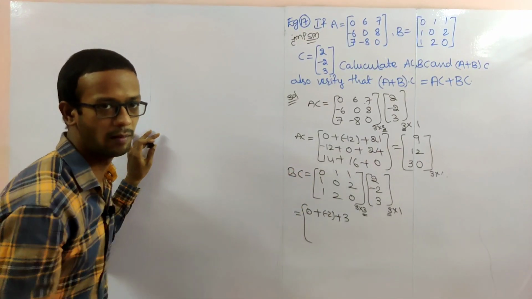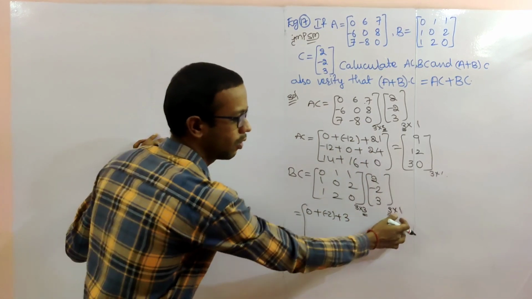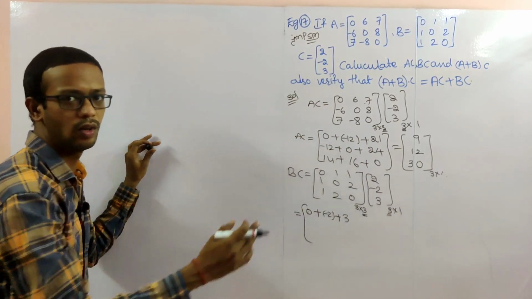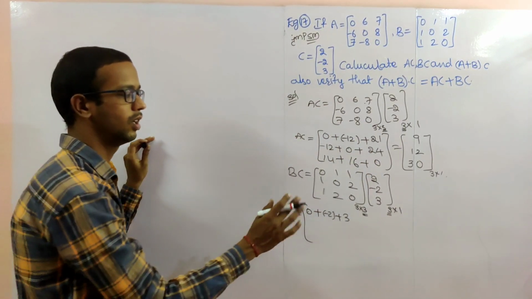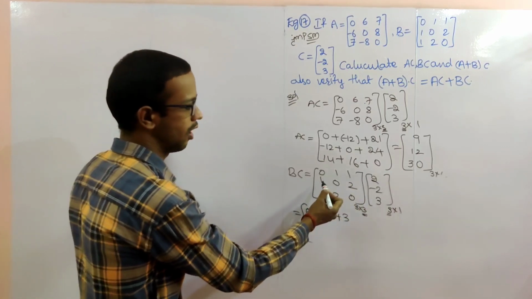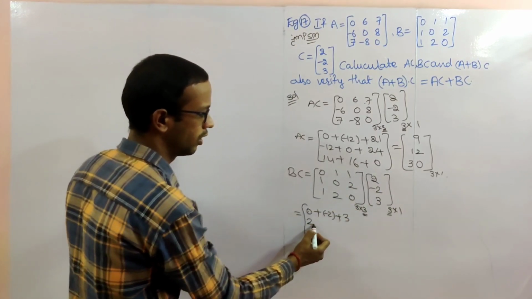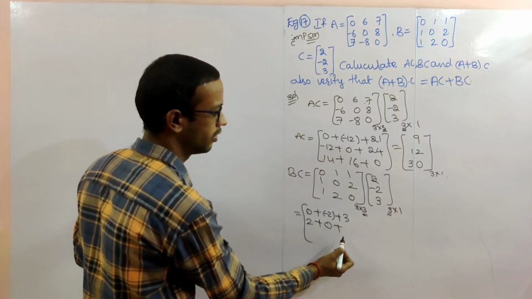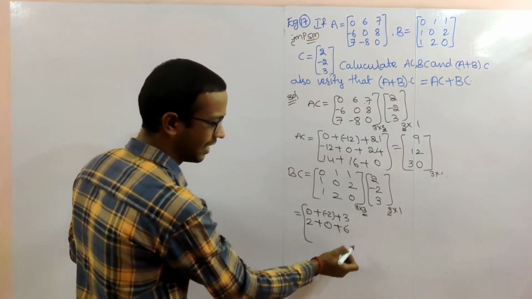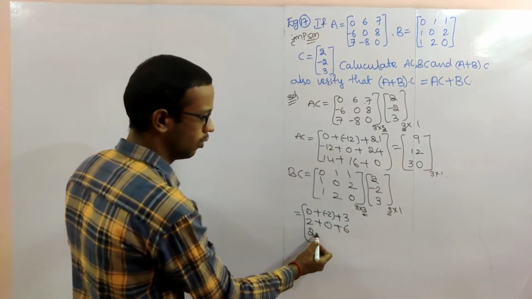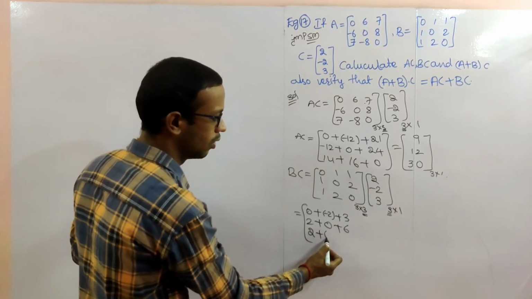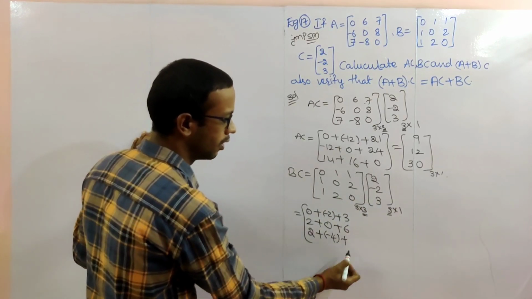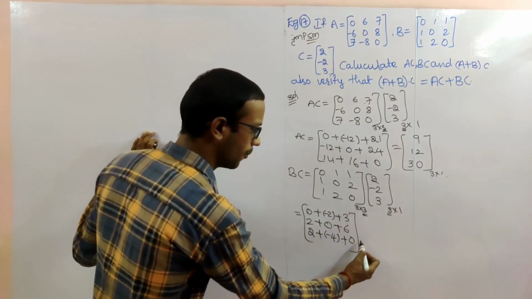So that is first row, first column. If any more columns are there, we have to leave the space and continue. There are no extra columns, so leave it there only. Next, second row, first column: 1 into 2 is 2, plus 0 into minus 2 is 0. 2 3s are 6. 1 into 2 is 2, plus 2 into minus 2 is minus 4, plus 0.